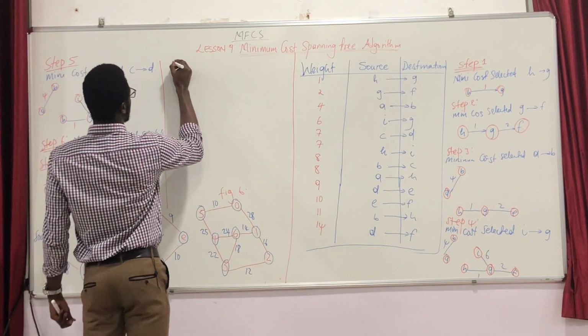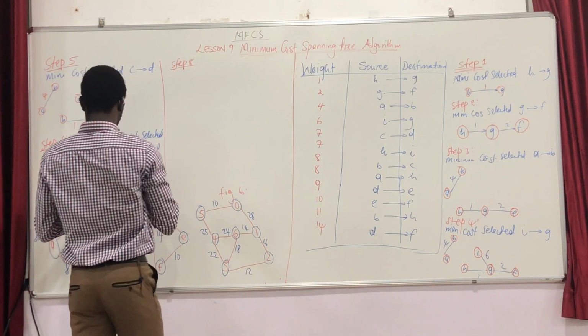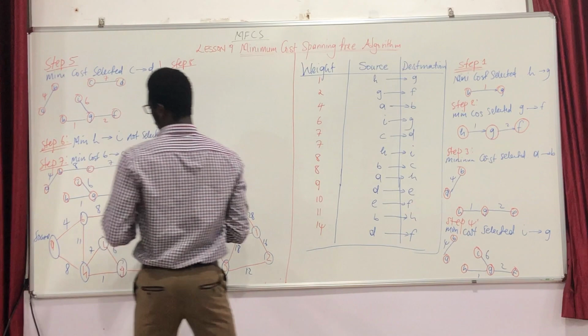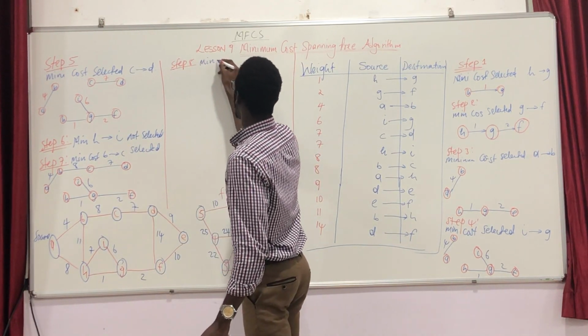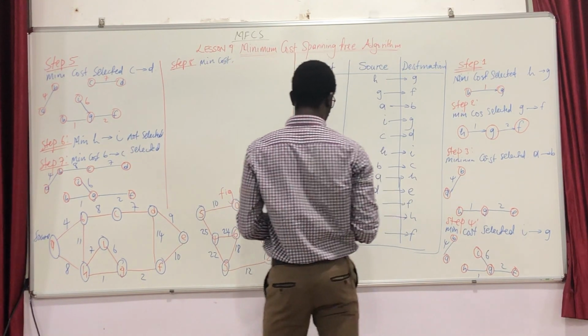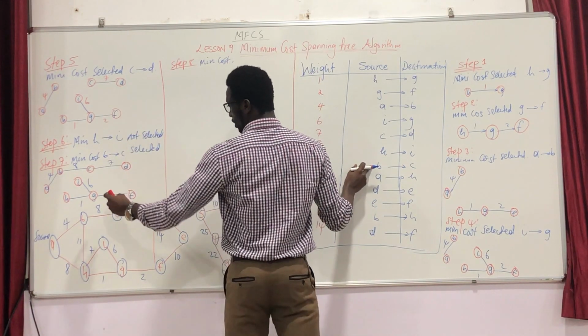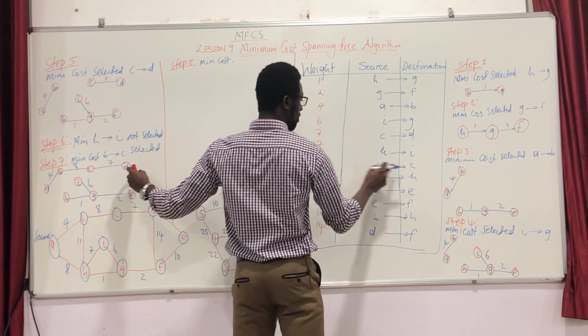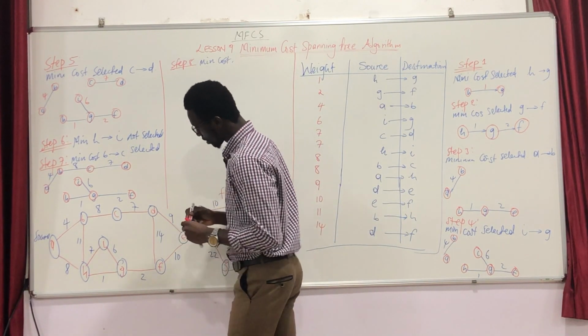Step 8. For step 8, minimum cost. So let's see if the minimum cost for step 8 is selected. We are done with B to C. Now we have A to H. So we'll check here.